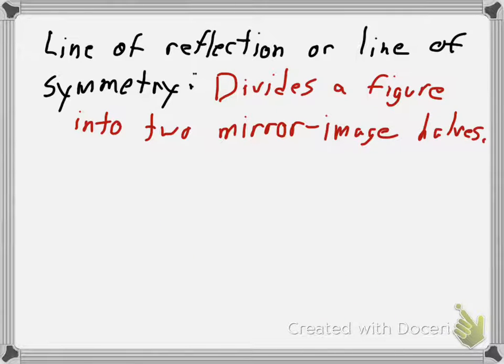All right, so let's write this down. A line of reflection or a line of symmetry. We use those interchangeably. So a line of reflection or a line of symmetry divides a figure into two mirror image halves. So if we have a line of reflection or a line of symmetry, we're dividing a figure into two mirror image halves. So one half should be just what we have, or a mirror image of the opposite half.